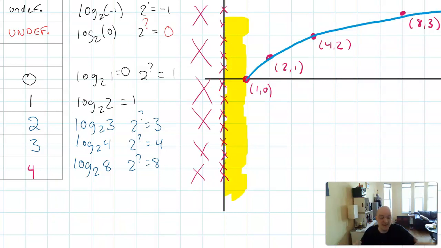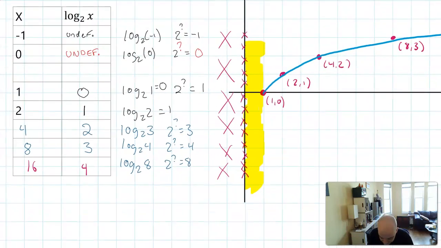Is it undefined? Maybe. Does it have a value? Maybe. We have to plug something in and actually find out. I'm going to plug in 1/2. So that was that missing spot there for 1/2.